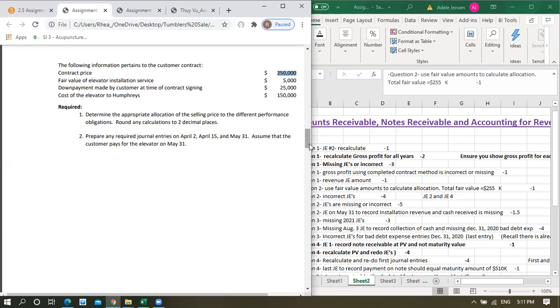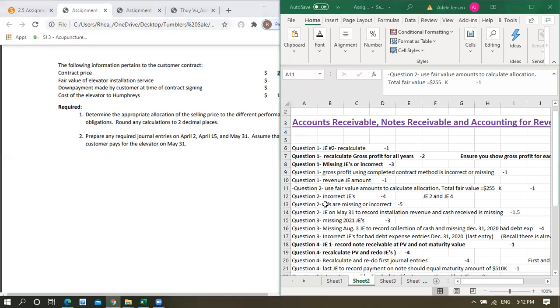Basically, there were 4 different journal entries that we needed to record. Well, 3 different dates. We had one on April 2nd to record the customer down payment. That one was done quite well. However, we needed to credit unearned revenue. So that was something to note. And then we had on April 15th, we needed to record that revenue, but we also needed to record the cost of goods sold. And May 31st, then we had to record that installation service and then the cash received from the customer. So go ahead and review that question if you struggled with that there.